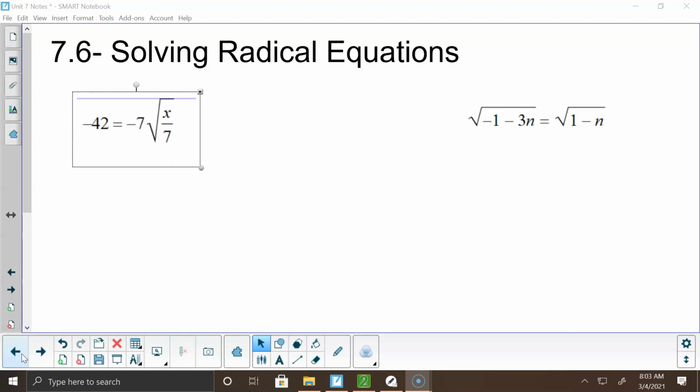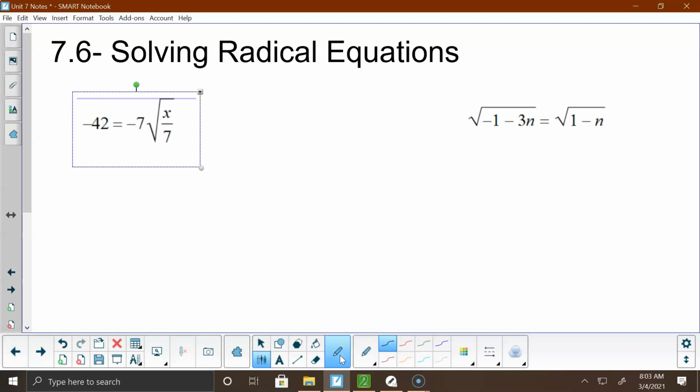When we're looking at any kind of problem where there is a single square root, I always just call these single root problems. Your goal is to get the root completely by itself before you square both sides. So, what do I need to end up moving on that first problem? Yeah, the negative 7. We'll divide both sides by negative 7.